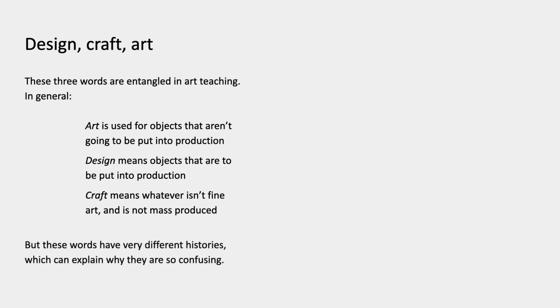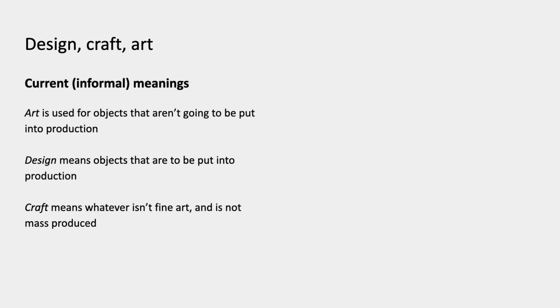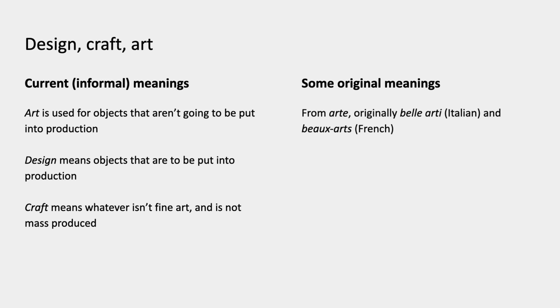These words have very different histories, which can help to explain why they're so confusing. So here are the informal meanings listed again, and some original meanings. Art is from arte, which is originally belle arti, Italian, and beaux-arts in French. And both of those words in Italian and French have been used in the titles of art academies. So they have a history in art instruction. And arte, the word art itself, is one of the precursors of what we call media now. So there is already a complicated history in relation to art in the Western tradition.